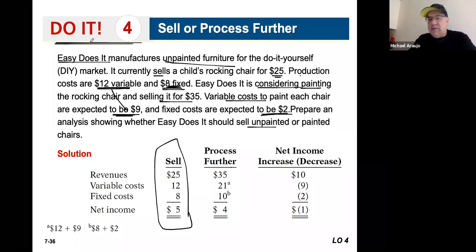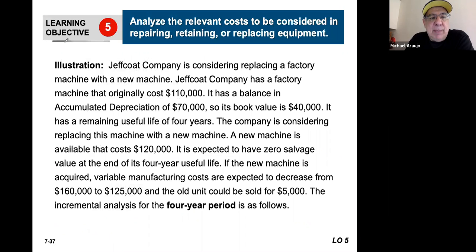Learning objective 5 is very brief. It's one page, in fact. In this case, it's simply giving you an understanding of what the relevant costs are if you decide to repair, retain, or replace equipment. Of course, every business has property, plant, and equipment, so this is very relevant to every business. How do you make that decision? Well, incremental analysis can help us understand those costs and whether it's a good idea to repair or replace. So this company, Jeffcoat, is thinking about replacing a machine with a new one.